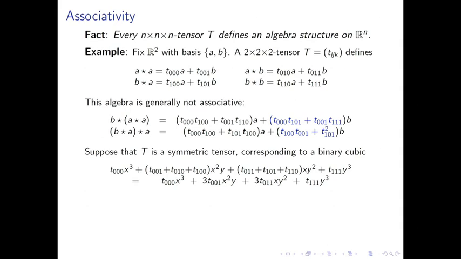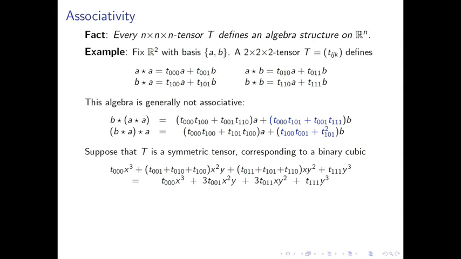So I claim giving an n by n by n tensor is the same thing as giving R to the n the structure of an algebra. So let me explain this. Suppose we take R2, n equals 2, and let me call A and B the basis vectors, a choice of basis for R2. Well, suppose I have a 2 by 2 by 2 tensor, right?